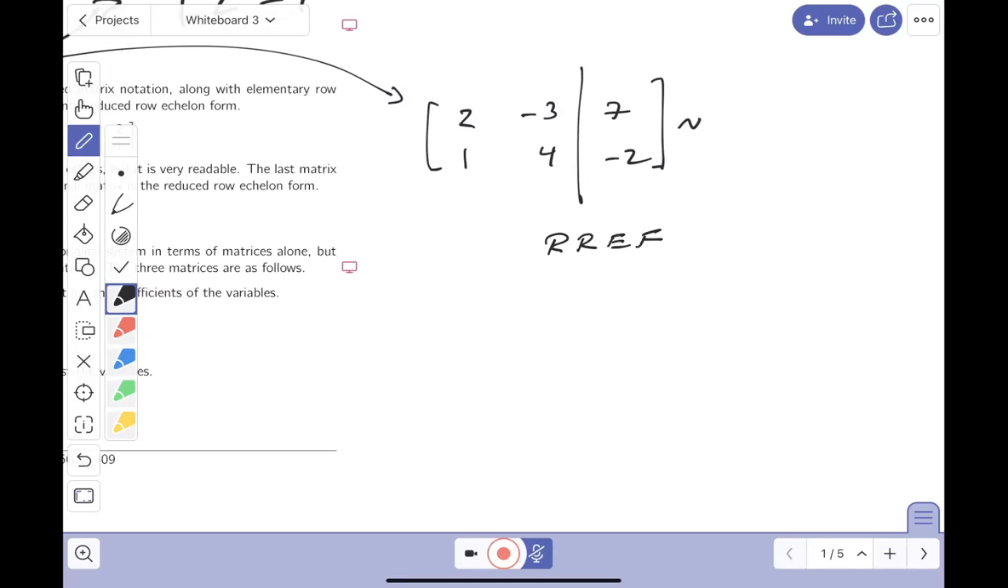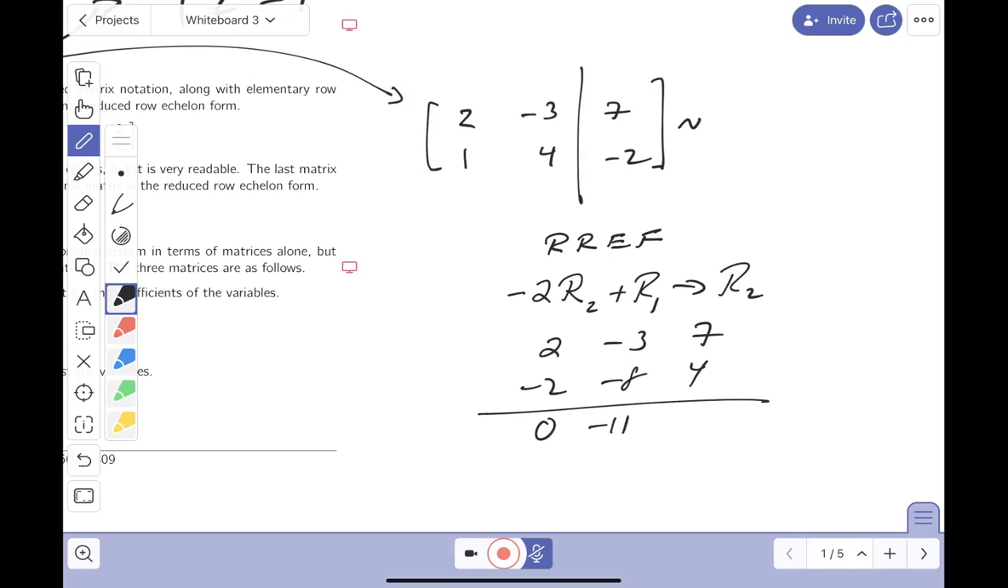The way we did that is, we try to obtain a 0. And I've got to be honest with you, it's probably the same exact thing that we did for Math 100. So what am I going to do? I'm going to do -2 row 2 plus row 1, and I'll give it to row 2. I'll write that down for you. 2, -3, 7, -2, -8, and 4. Add them together, 0, -11, and then you get 11 over here. So we have 2, -3, 7, and for that second row, 0, -11, and 11.